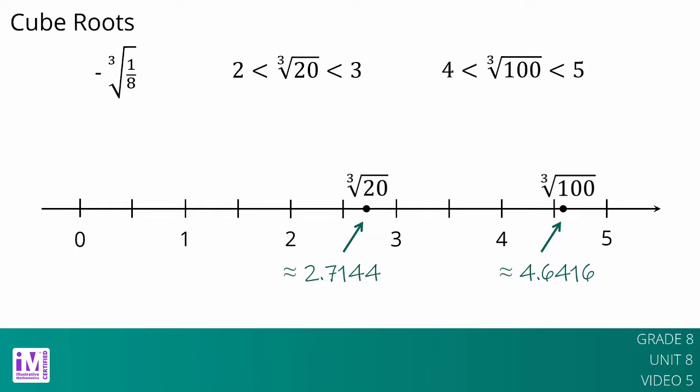A complicated-looking numerical expression like this can be a rational number. We saw earlier that 2 cubed equals 8, so 1/2 cubed equals 1/8. This means that the opposite of the cube root of 1/8 is a rational number because it equals -1/2.